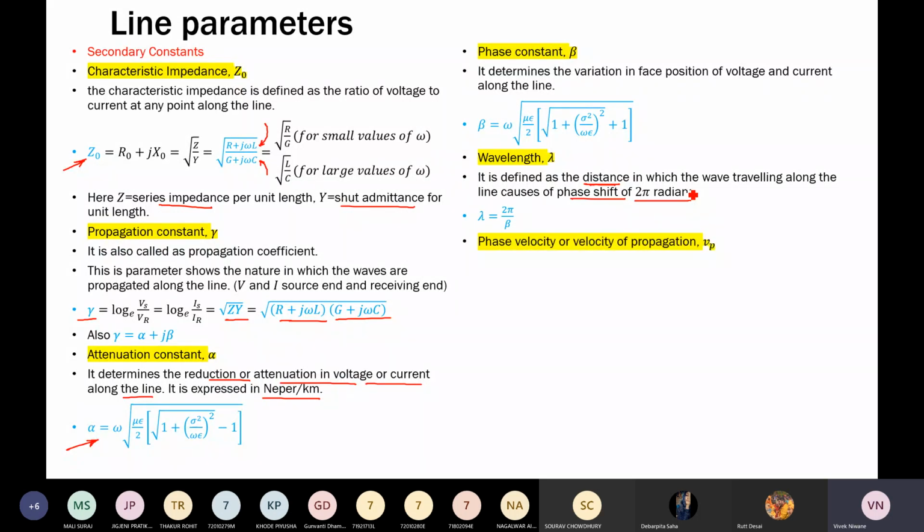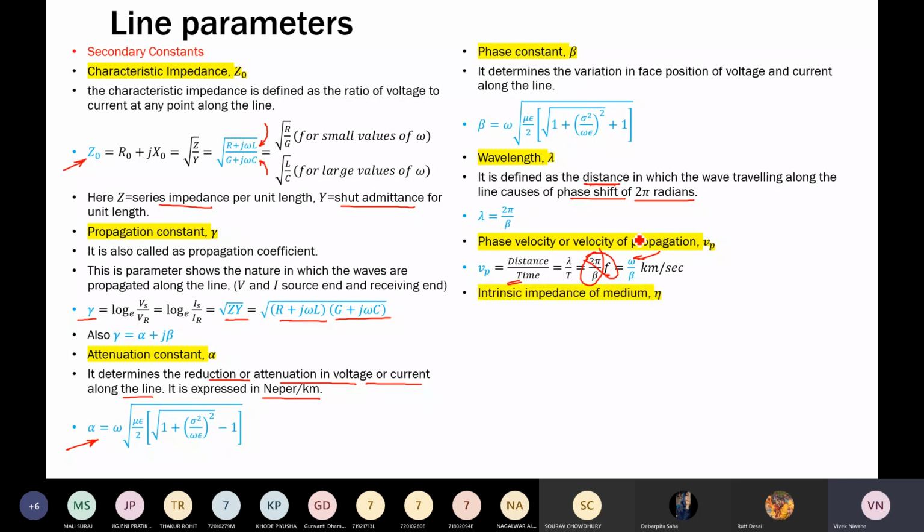And the next parameter is phase velocity of propagation, Vp. Velocity is defined as distance upon time. So we can say lambda upon T, 1 upon T is f, and lambda is 2 pi by beta. 2 pi f is omega, so phase velocity or velocity of propagation is omega upon beta.